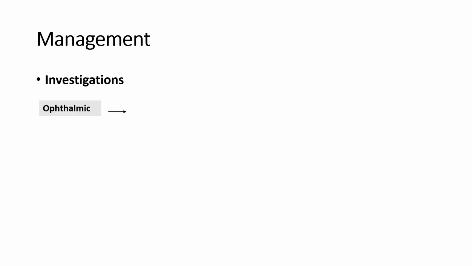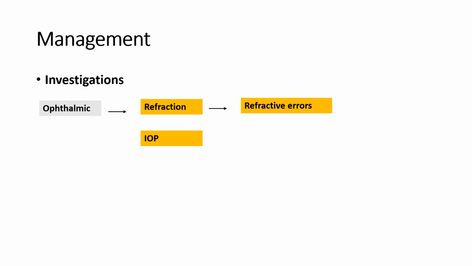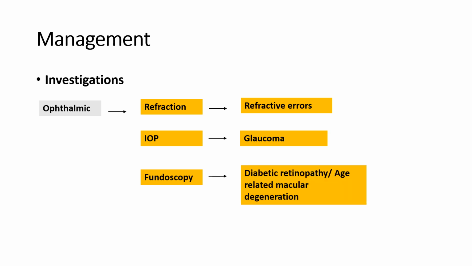want for your patient. Ophthalmic investigations would be: if the vision is improving on pinhole, you will do refraction and correct for refractive errors. You will check the intraocular pressure and rule out any glaucoma, right? Because that's also one of the causes for gradually progressive loss of vision. You will do a fundoscopy, ophthalmoscopy, to rule out diabetic retinopathy and age-related macular degeneration. So once you rule out all these things, you are pinpointing your diagnosis to cataract.